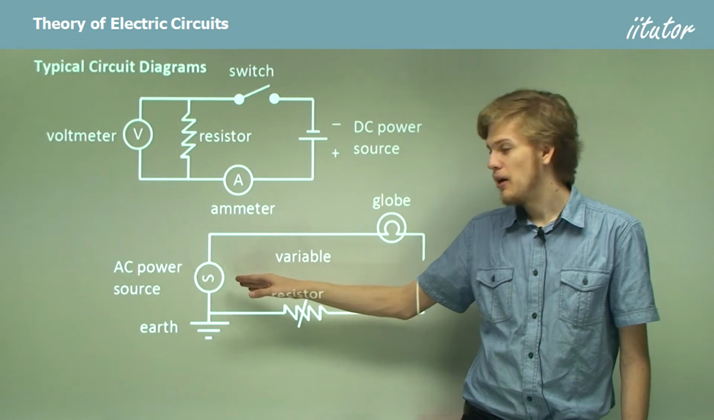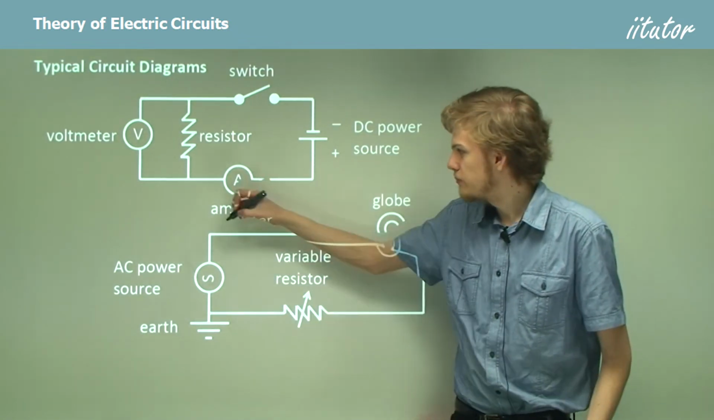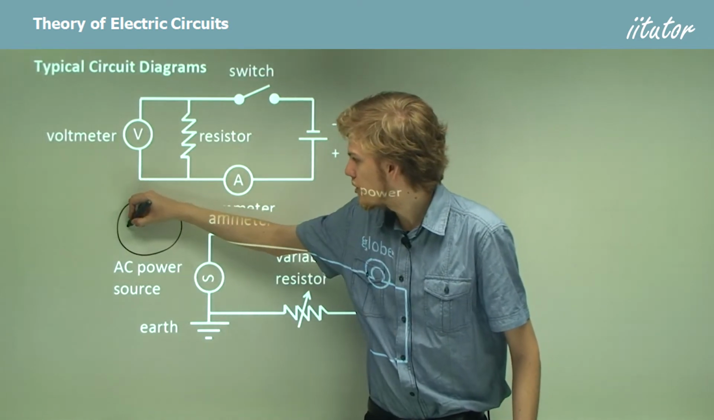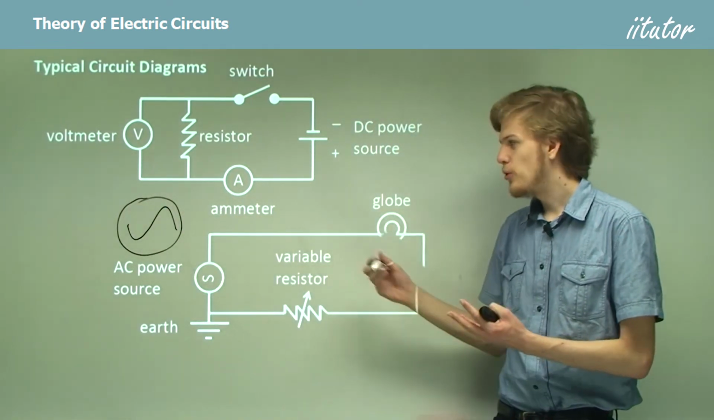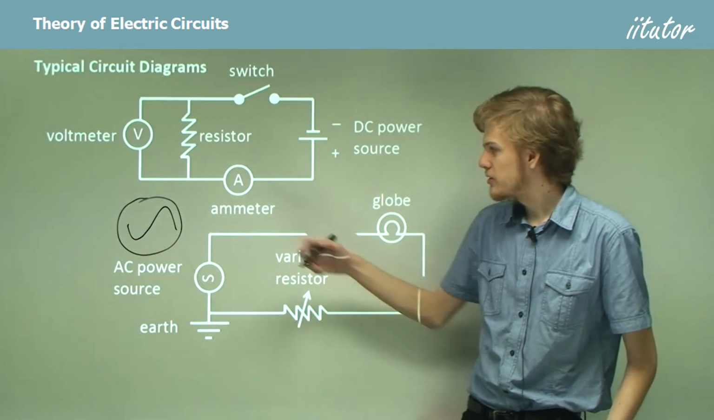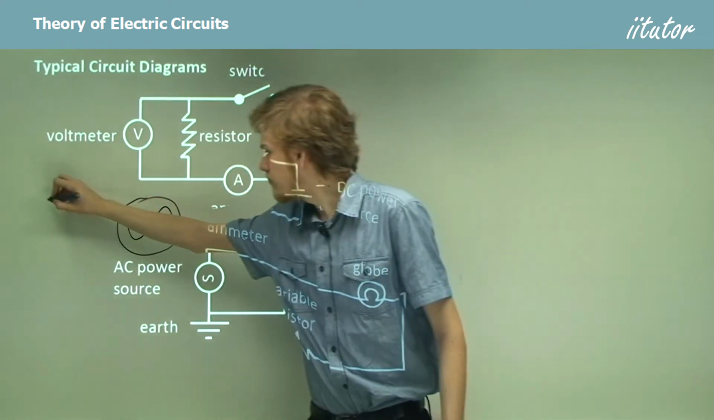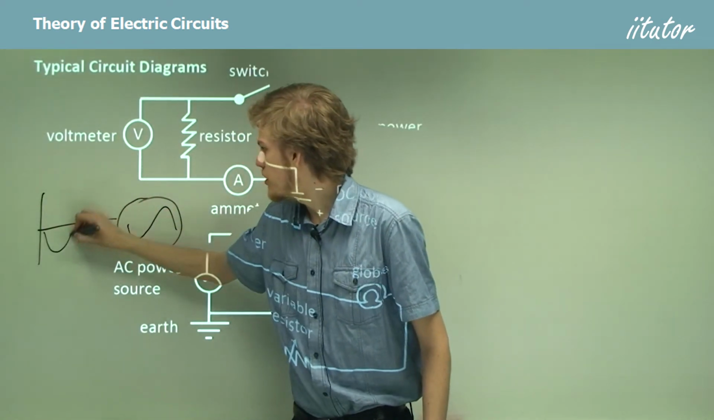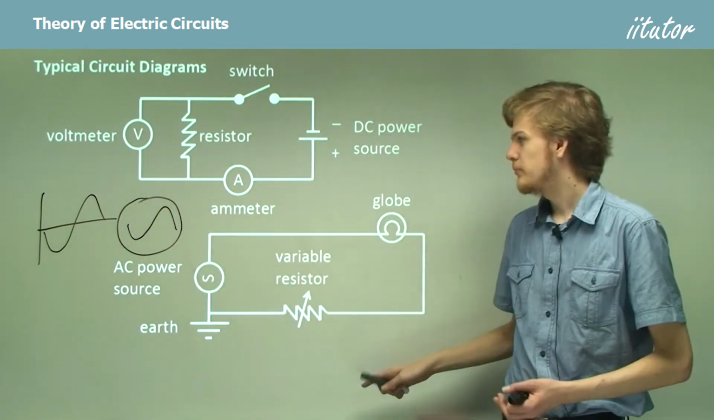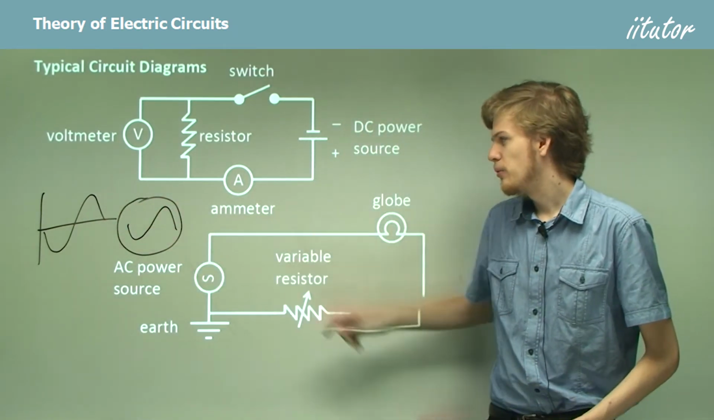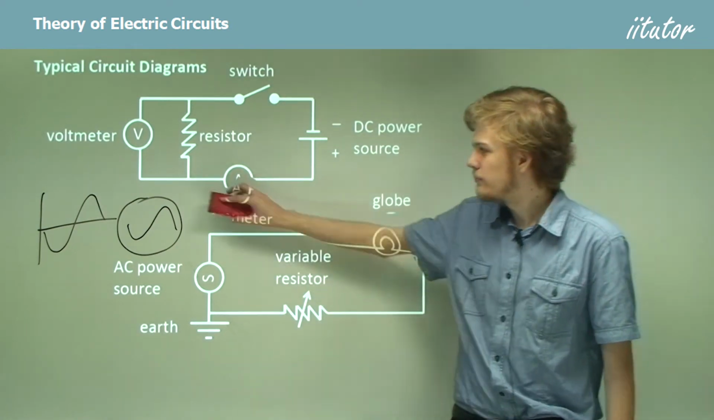We have an AC power source, which is a circle with a little sine wave symbol inside it. Looks something like this. So this is a representation of what the current does. If we were to draw a graph of the alternating current, it might look something like this, going back and then forth. So we use this symbol to represent a power source that goes back and forth and back and forth.